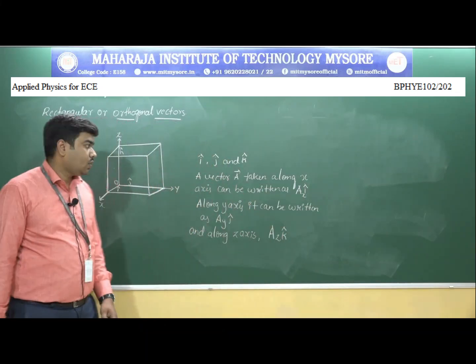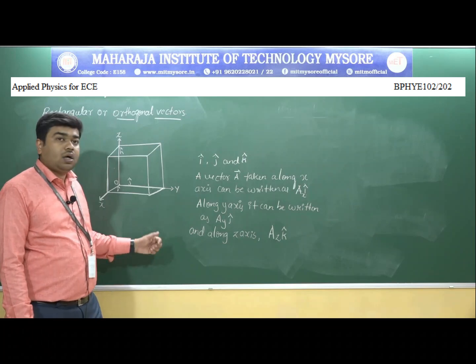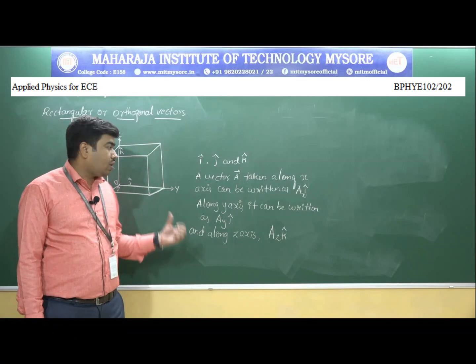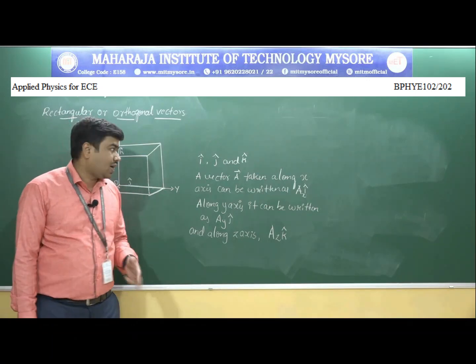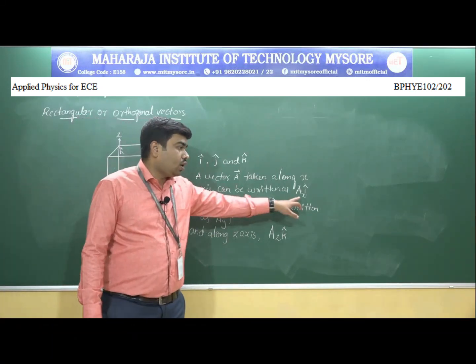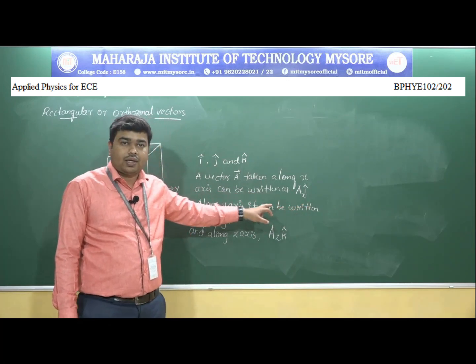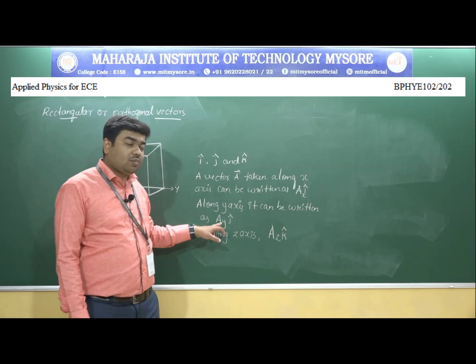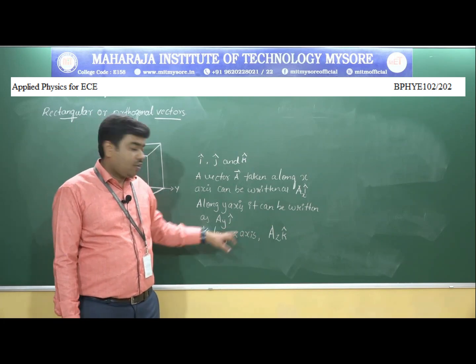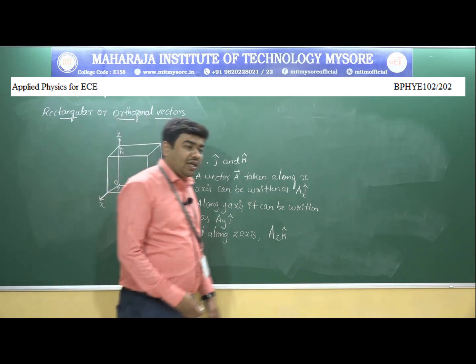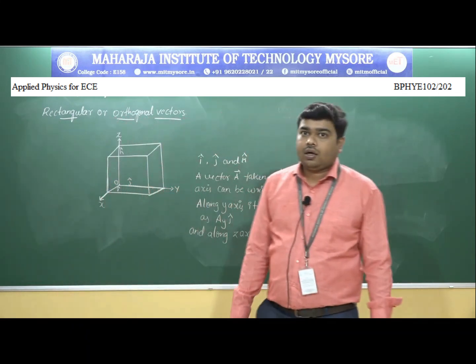k cap. Now, if you consider the resolution of components along the Cartesian coordinate system, along x axis, along y axis, along the z axis. So, along x axis it becomes Ax into i cap, where Ax is the magnitude and i cap is the direction along the x axis. Similarly, along y axis it becomes Ay into j cap, and similarly along z axis it becomes Az into k cap.